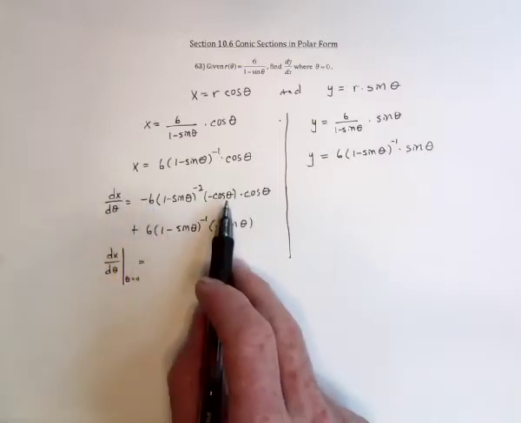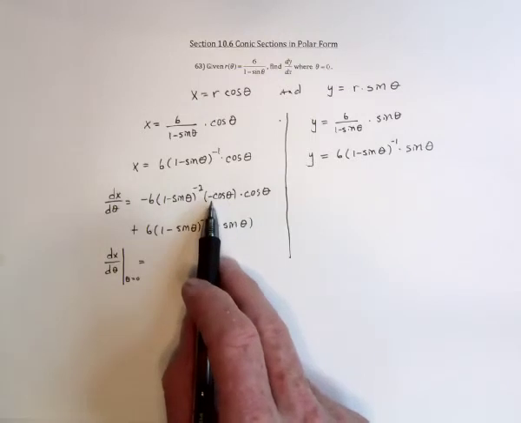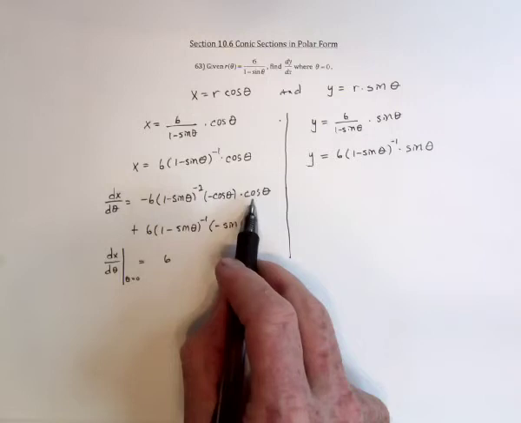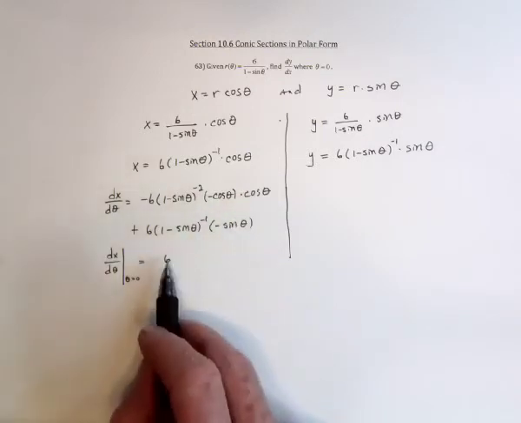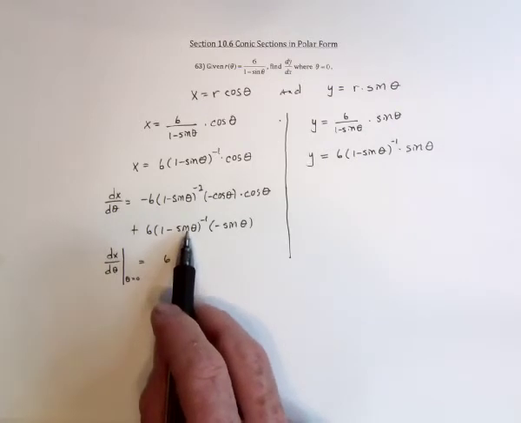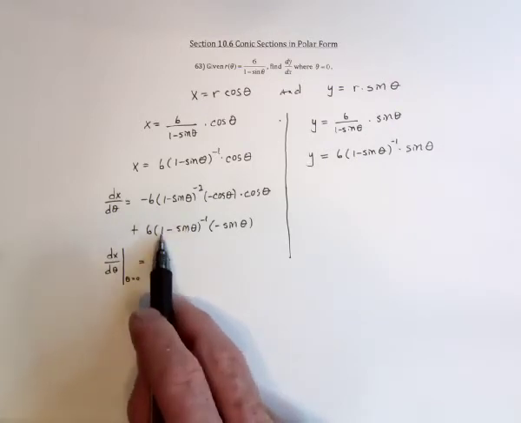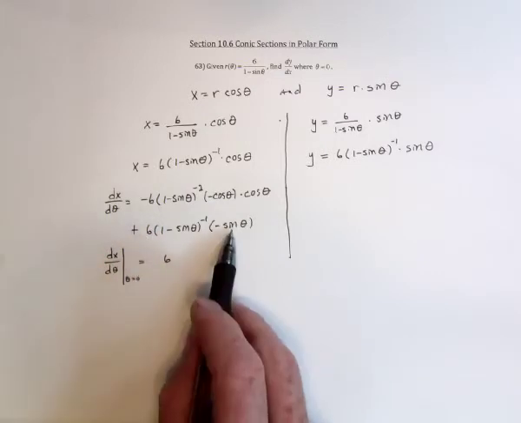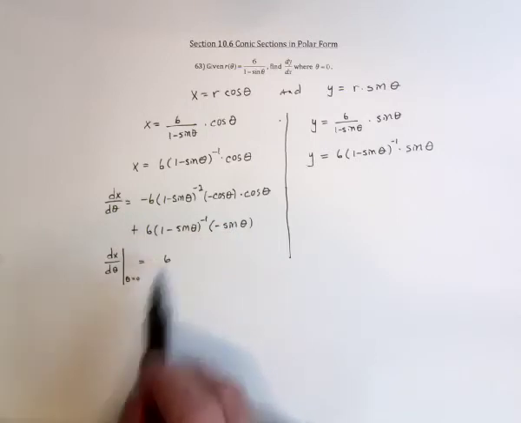Then cosine of 0 is a 1, so that's going to be a negative 1, which is going to get rid of the negative. And then cosine of 0 is a positive 1, so multiply this by a positive 1. Next we've got, again, sine of 0 is 0, so we've got a 1 times a 6, and then times the sine of 0 is 0, so the only thing that's left is that 6.